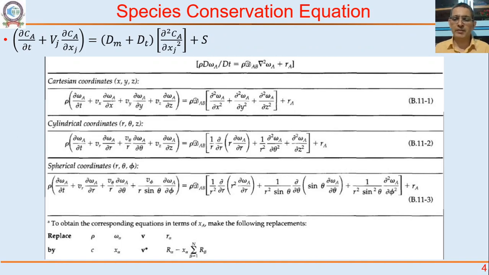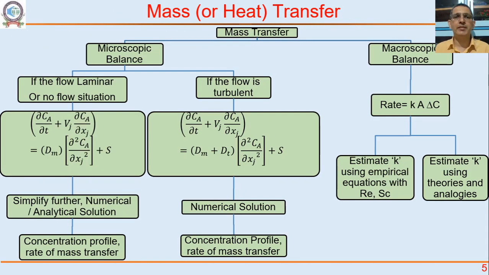These are the equations that we have used for microscopic balances. This is the strategy that we are adopting. Either macroscopic or microscopic laminar or microscopic turbulent. Okay, we saw one problem first and then the other problems we saw here. Let's go forward.